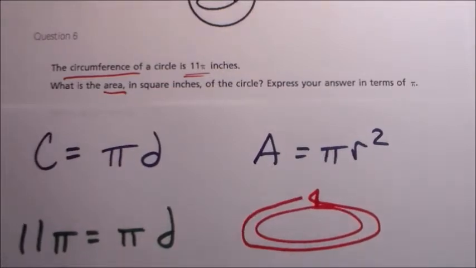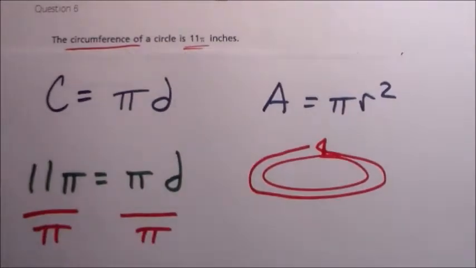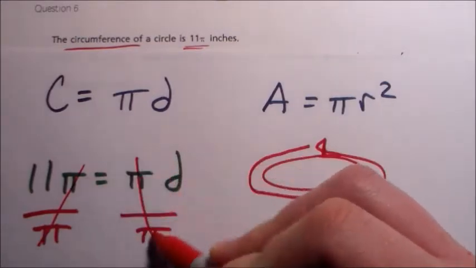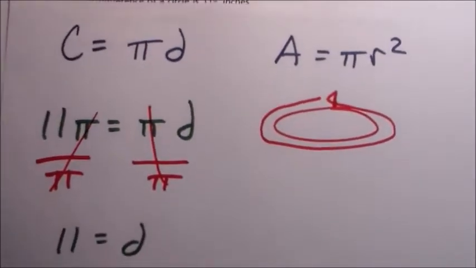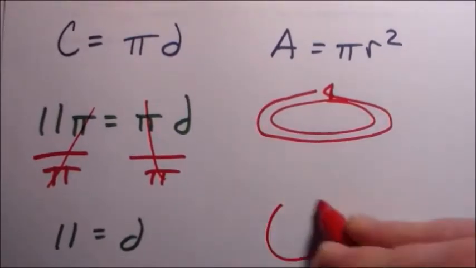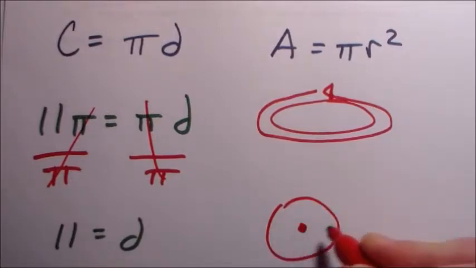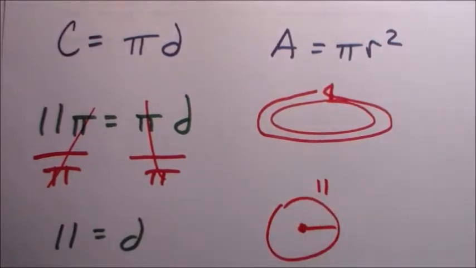Oh yeah, I remember what to do. We can just divide by pi, right? Because that's good legal math. So we divide by pi, and we get the diameter of 11. So I'm going to draw a little better circle this time. And we're going to say, okay, we have this circle, the diameter is 11.